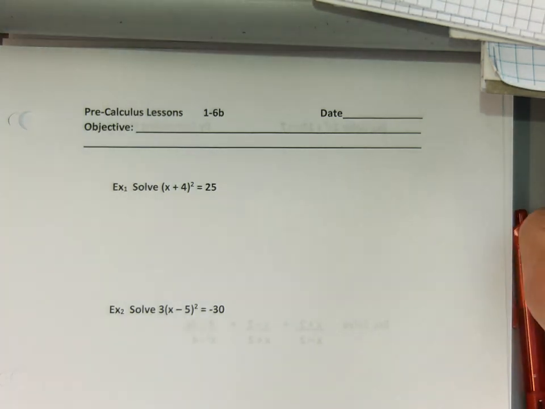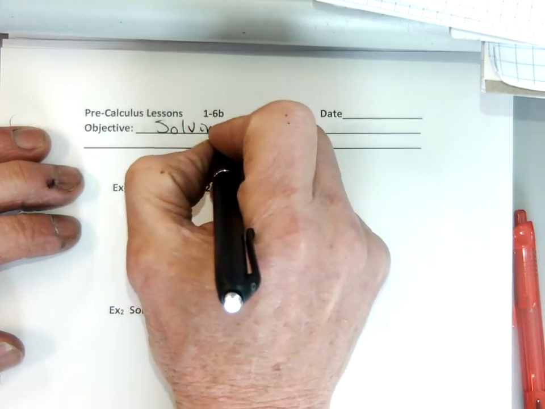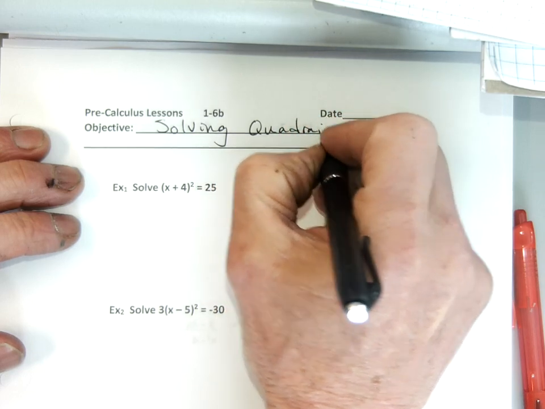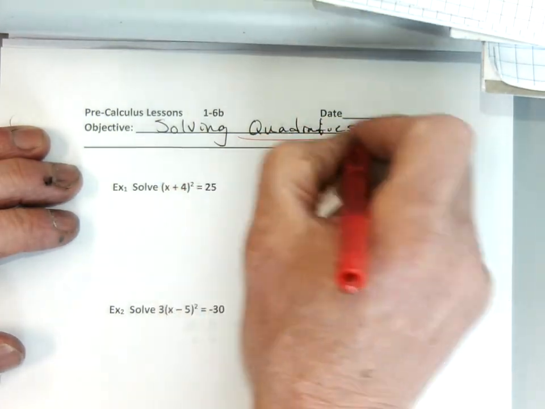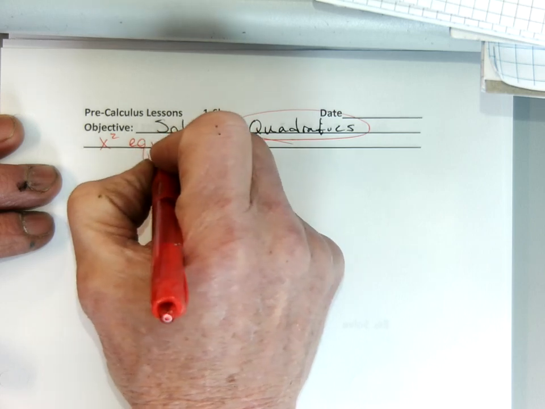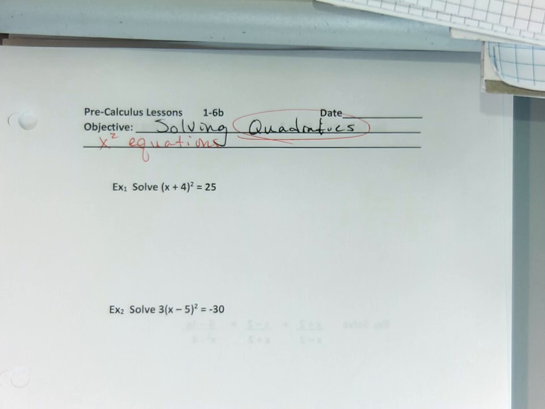Okay, again today what we're doing is solving quadratics. Fancy word for x squared equations, okay? That's all. When you see quadratics, it's just a fancy word for x squared equations. So example 1, what do you think? We're not going to do it the long way, right? What's the easy way? What should we do?